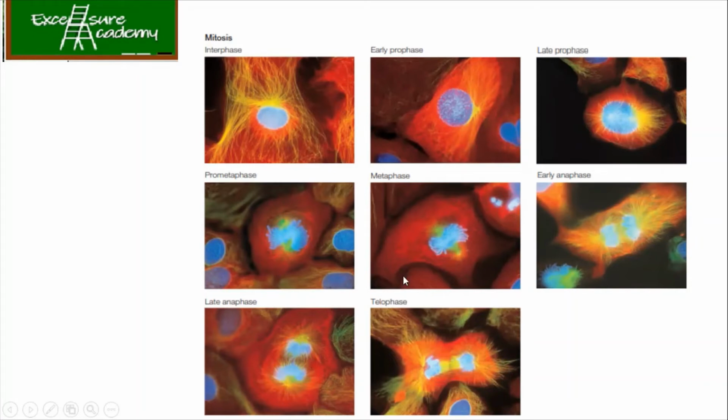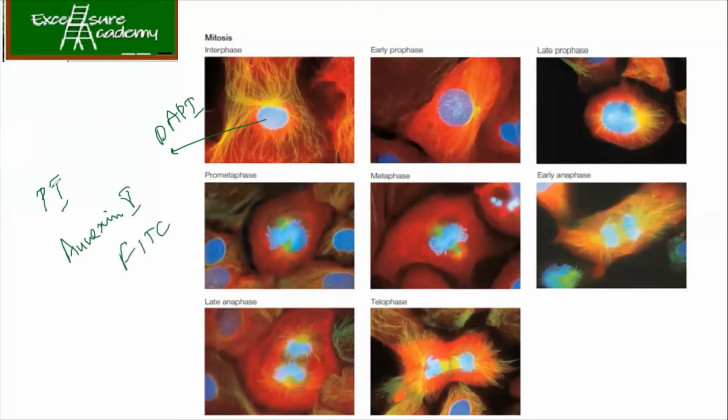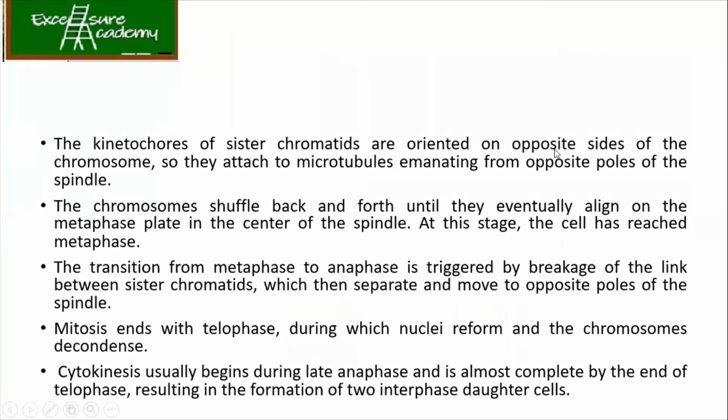Clear? Now to get this red color fluorescence, they use PI, propidium iodide. Blue color is because of DAPI, I have already mentioned. Green color is because of annexin V. Red is propidium iodide. If you change the pH a little bit, its color will change from red to orange. Okay.